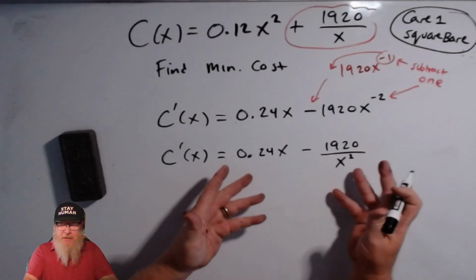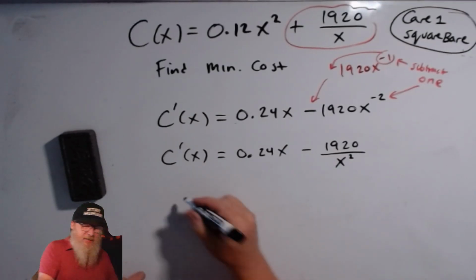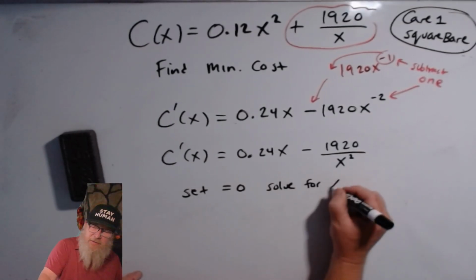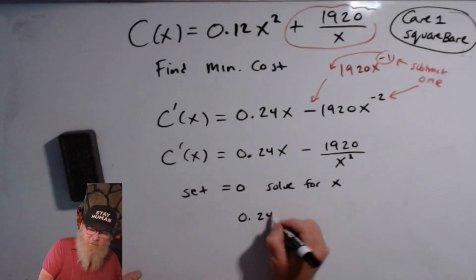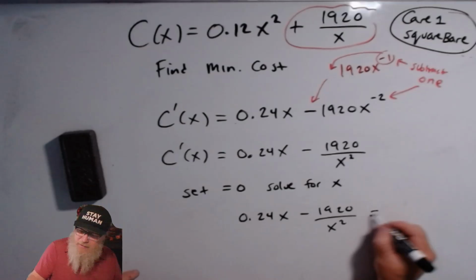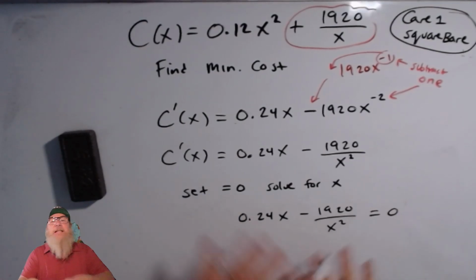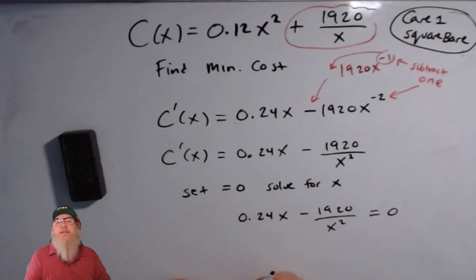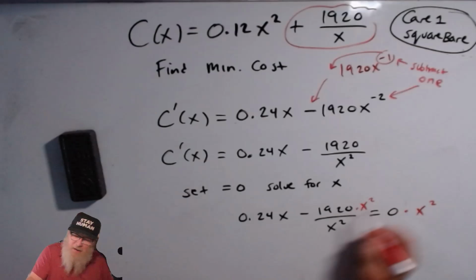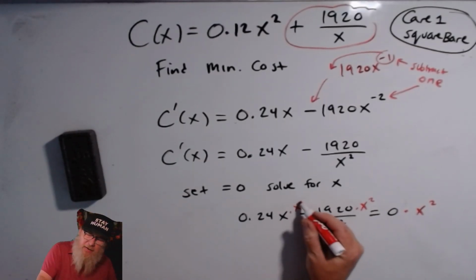All right, anyway, so this is your cost function. Now you want to set it equal to 0 and solve for x. So you got 24 cents times x minus 1920 over x squared is equal to 0. There are lots of different ways to solve this. Let's do the multiplying by x squared method. I like that method. So multiply everybody by x squared. Make sure you hit everybody.